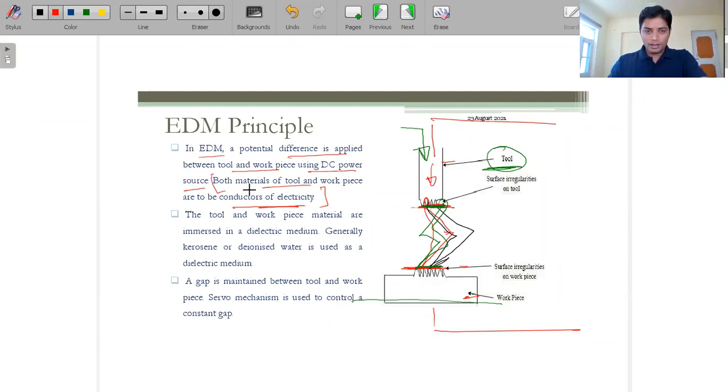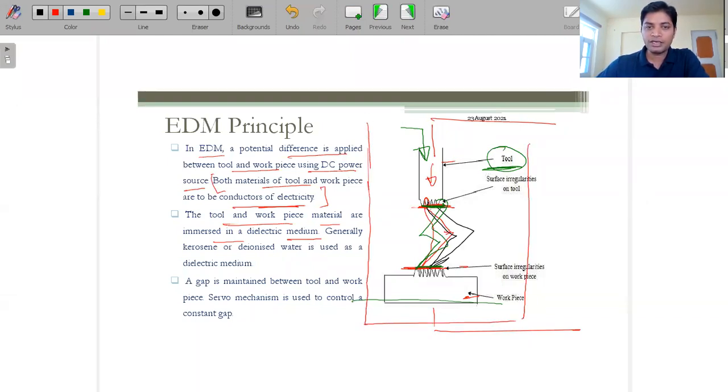Okay, so the tool and the workpiece material are immersed in a dielectric medium. As I already mentioned, whatever we are doing, we are keeping everything inside the dielectric fluid only. But here we cannot say this is an electrochemical circuit, or we cannot say this is an EC cell. The reason is, here there is no ion displacement, no ionization, because we are using deionized water. Okay, so we cannot say this is an EC cell.